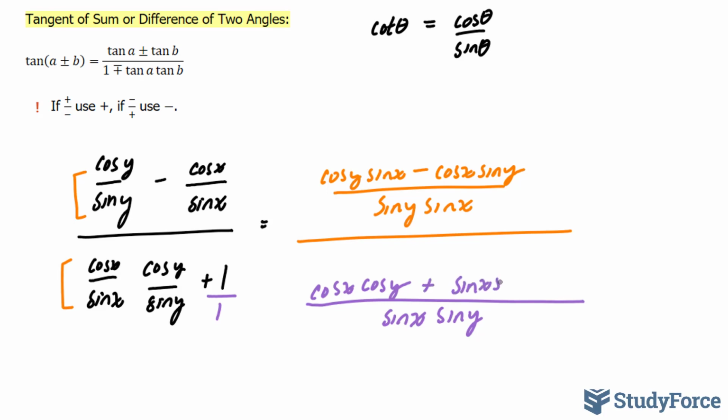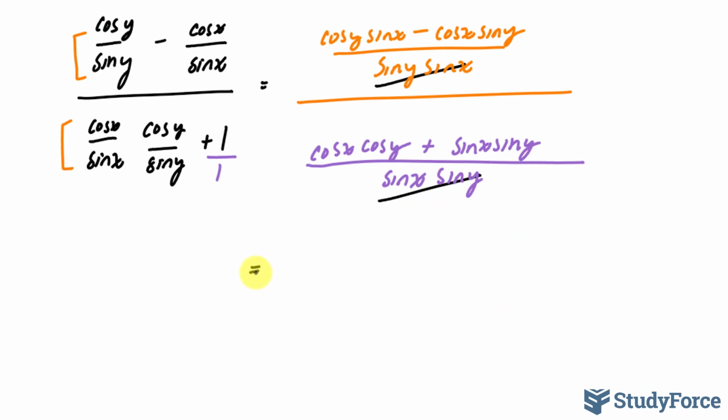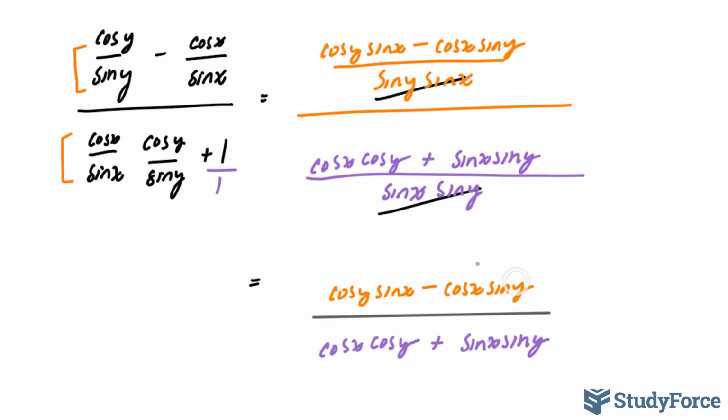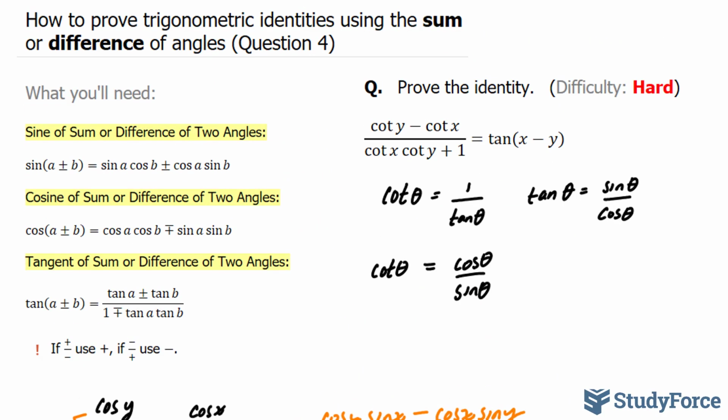sine x, sine y. Given that these two quotients, the one up here and the one up here, both have the same denominator, if we were to divide them, their denominators would cancel out. And that's a fact. Now we're left with this part over this part. So I'll rewrite that over here, and you should end up with the following. Cosine y sine x minus cosine x sine y. Well, that's the sum or differences of two angles for sine.